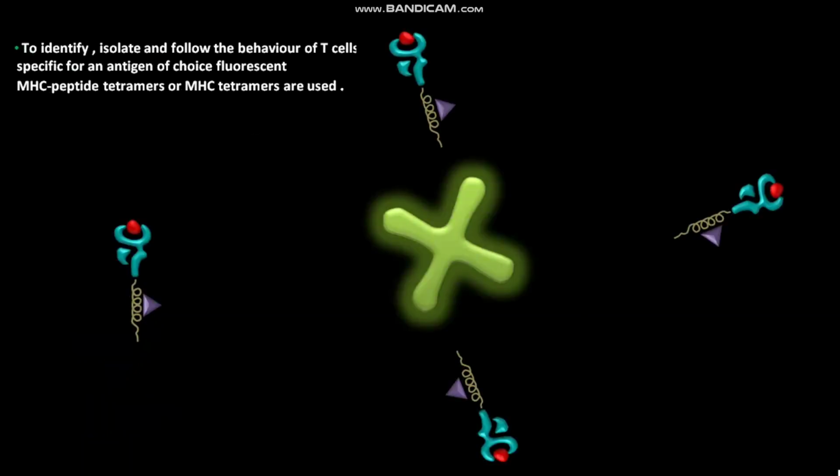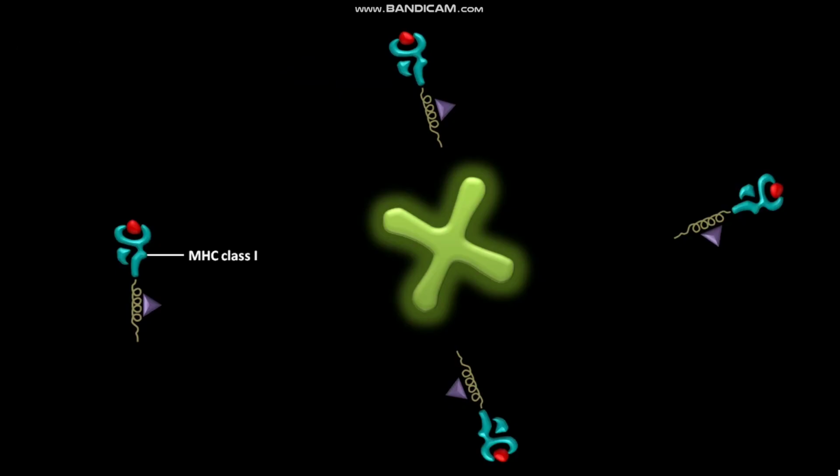to identify, isolate, and follow the behavior of T cells specific for an antigen of choice. Fluorescent MHC peptide tetramers, or MHC tetramers, are used. In the process of generation of MHC tetramers, four identical MHC molecules, either class 1 or class 2, each containing a bound peptide, are used.